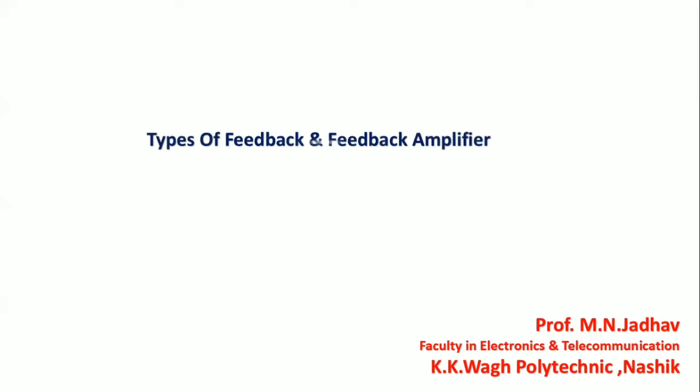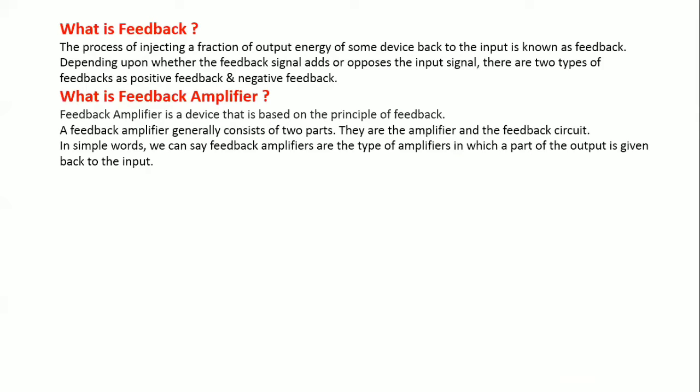Today we will go through the types of feedback and the feedback amplifier concept. What is feedback? Feedback is a process of injecting a fraction of the output energy of some device back to the input, and depending on whether the feedback signal adds to or opposes the input signal, it can be categorized as positive feedback and negative feedback. After this, using this feedback, we go to the concept of the feedback amplifier.